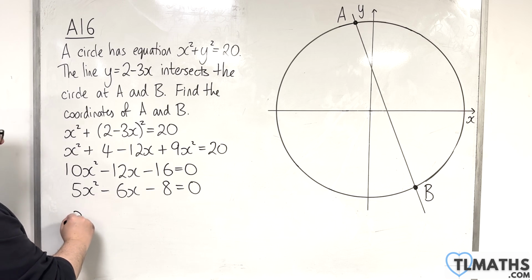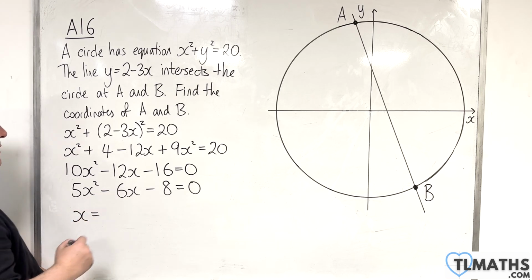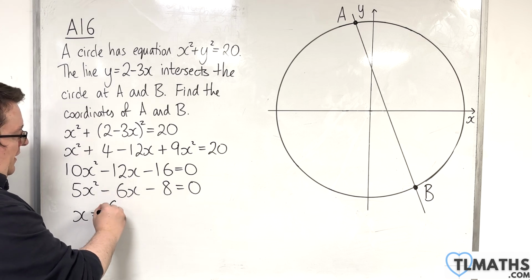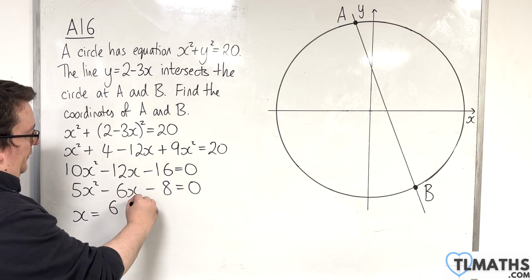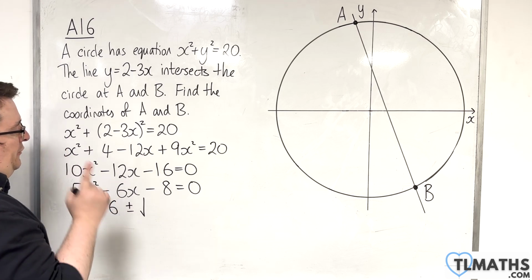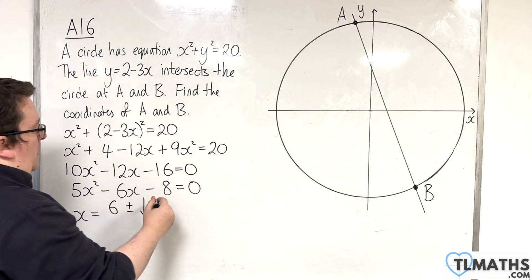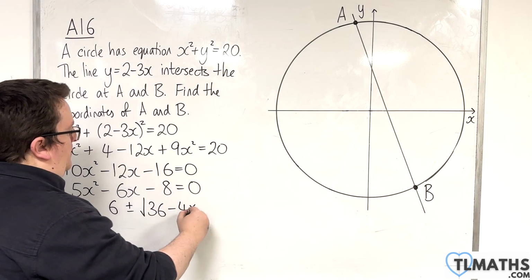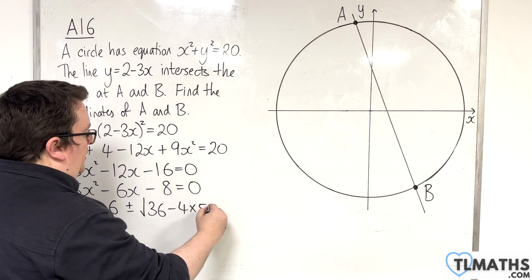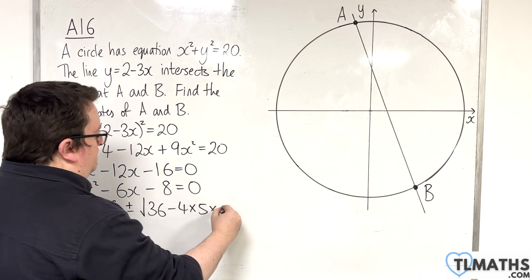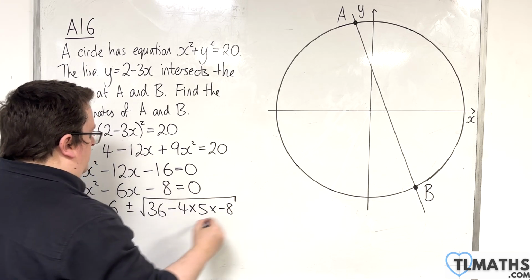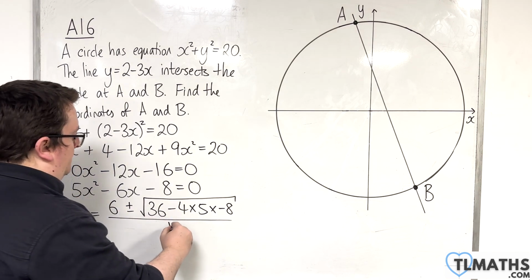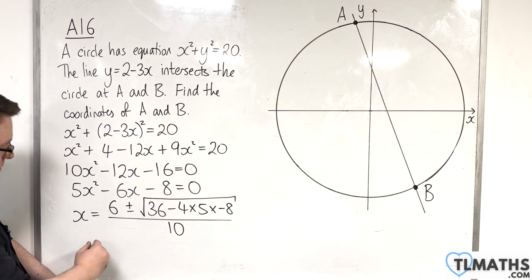So, quadratic formula, x is equal to minus b, so the negative of minus 6, which is positive 6, plus or minus the square root of b squared, so that's minus 6 all squared, so that's 36, take away 4 times a times c, which is minus 8, square rooted, all over 2a, which is 2 lots of 5, so 10.